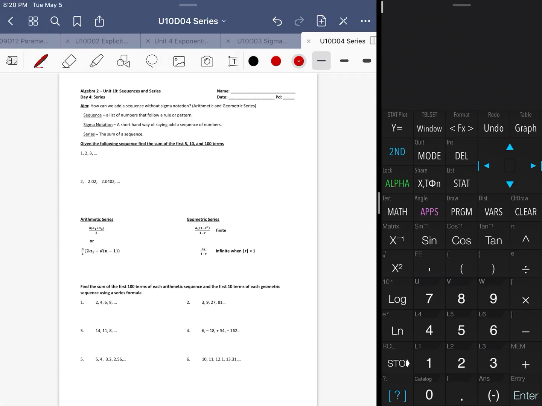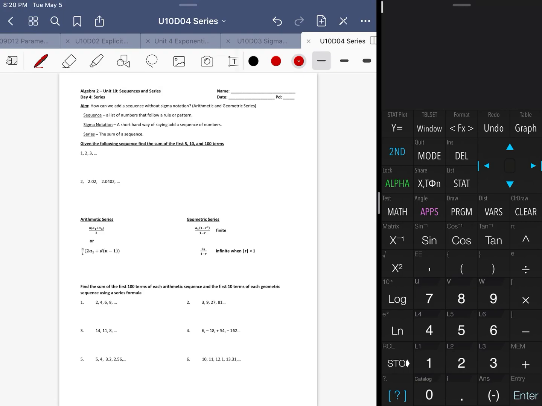Welcome to Unit 10, Day 4, and today we are talking about a series. So the difference between a sequence and a series is just that a series is just the sum of terms. This is almost the same exact thing as sigma notation. It's just that the two special sequences we've learned about, arithmetic and geometric, have special formulas that can be used to perform a summation without using the summation symbol or calculating individual terms.